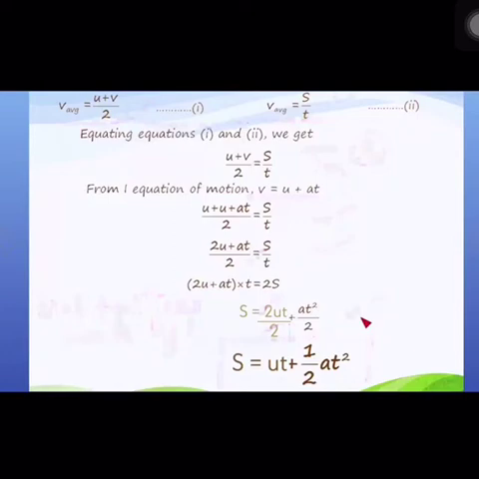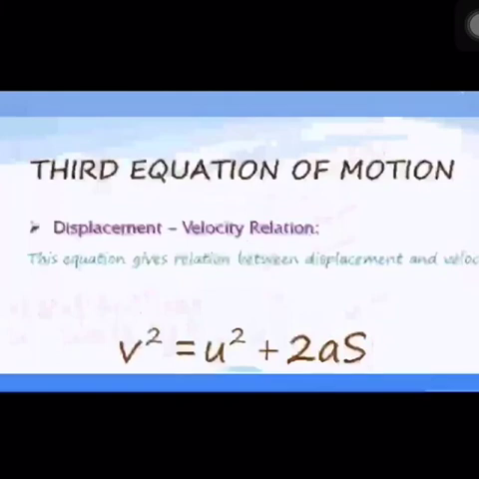First of all, what you have to do, you have to write both the formulas for average velocity. Then you have to equate both these equations, and you will get your equation number 3, which is u plus v upon 2 is equal to s upon t. And now from the first equation of motion, you have to put the value of v, and then by solving these equations, you will get your second equation of motion.